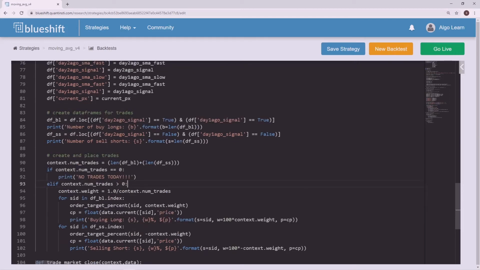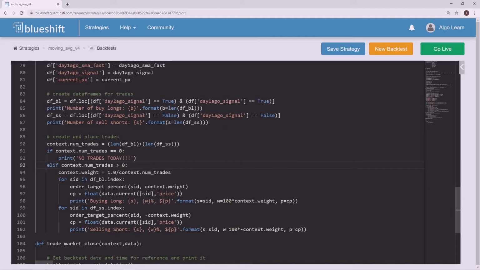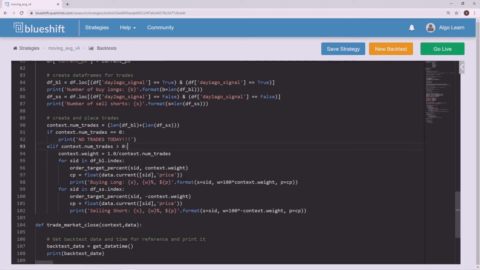And then for the stock that's in our buy long, we're going to order target percent of that same weighting. We're going to print out the price that we purchased it at, and we're going to be able to log that, print out the information in the log so we can see it. And then we'll also do the same with our sell shorts. Here's the negative in front of our context weight, just so we know that we're selling short. And then we're going to print that data into our log so we can see it.